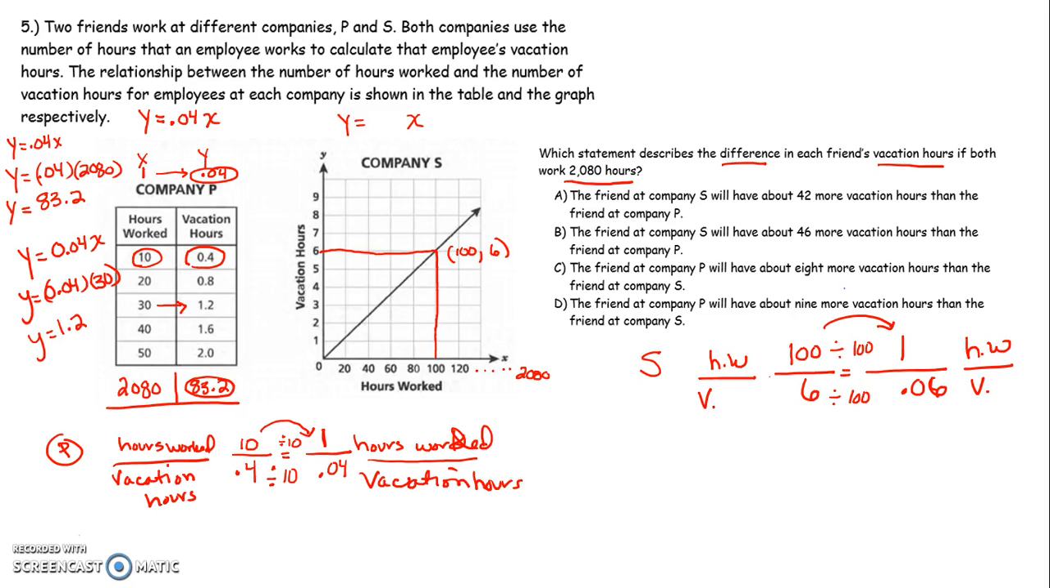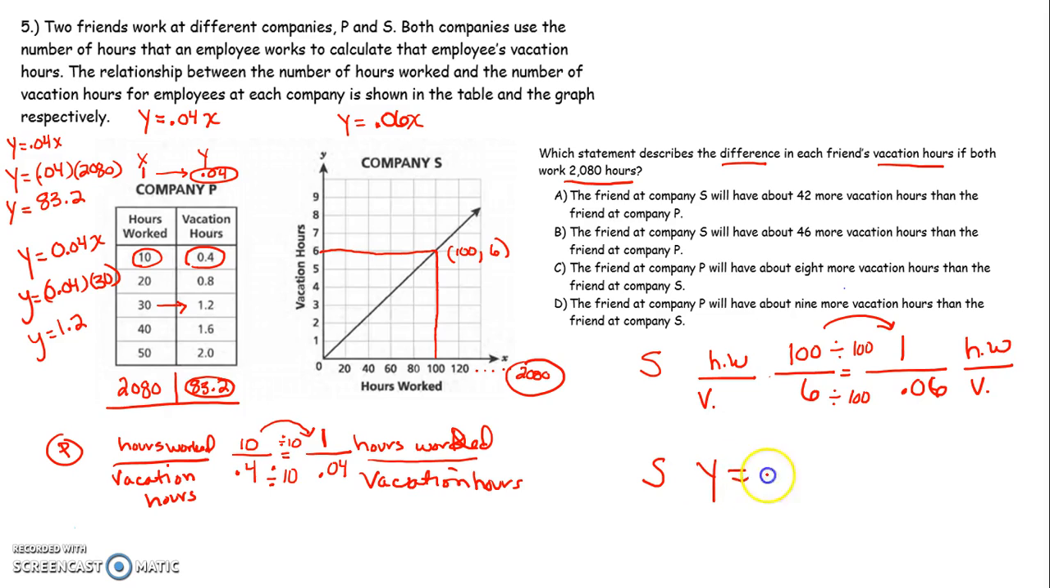Now I can simply write an equation for Company S. This right here, my unit rate, my rate of change, goes right here in front of the x. And we could double check that. We could substitute 100 in, 0.06 times 100 will give us our 6 hours and so on. But now I can substitute in my 2,080 for x. So this is for Company S.